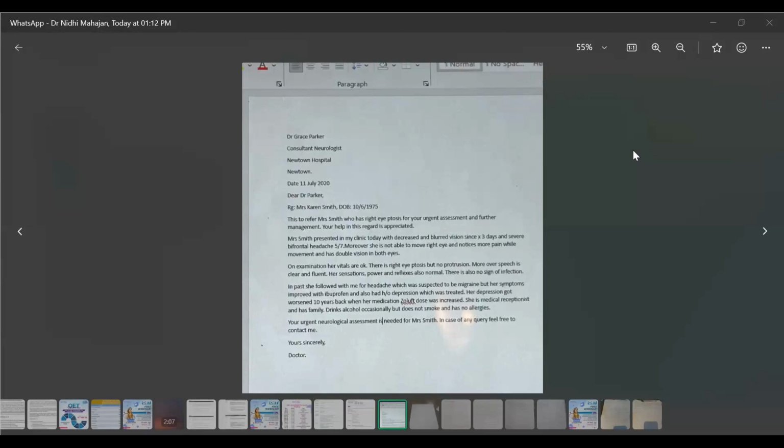In the past, she followed up with me for headaches, which were suspected to be migraine, but her symptoms improved with ibuprofen, and she also had a history of depression, which was treated. Her depression got worse 10 years back when her medication Zoloft dose was increased. She is a medical receptionist and has family. Drinks alcohol occasionally but does not smoke and has no allergies.